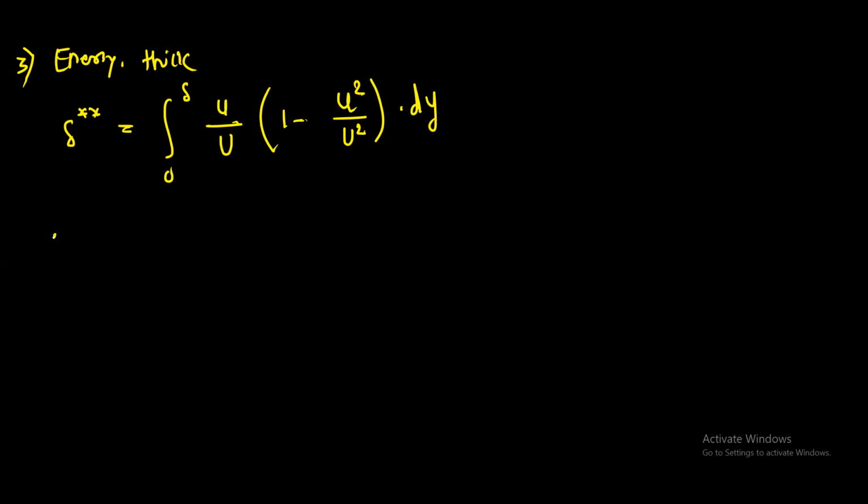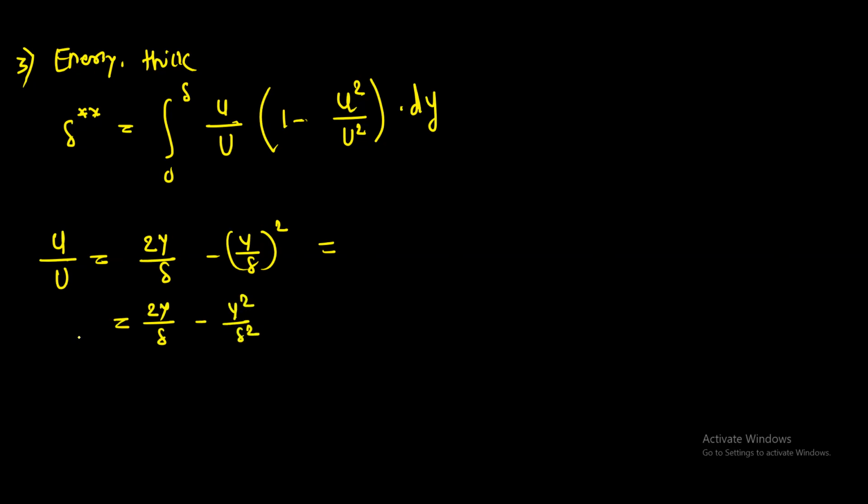So I will write here what is u by U. So this is u upon U. This is equal to 2y upon delta minus y square upon delta square. And if you want u square upon U square, u upon U means we have to square this right hand side. So we have to square this.